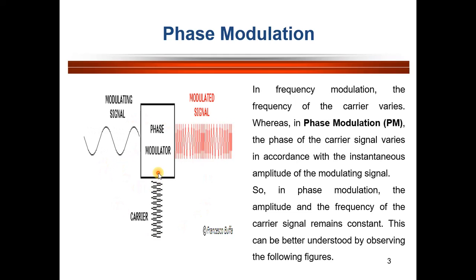This represents that the phase modulator has two inputs, one the modulating signal and the second a carrier. By modulating this with the help of the phase modulator, we get a signal with phase variations. This is called phase modulation.